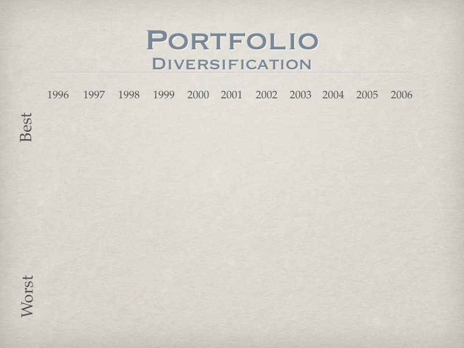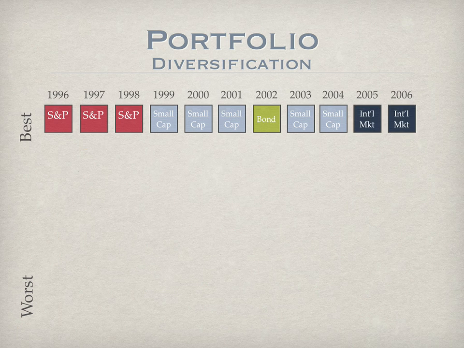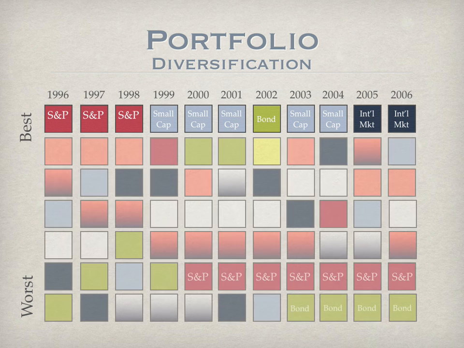From 1996 to 1998, the S&P 500 was the best performing sector. From 1999 to 2001, the small caps were. 2002, bonds were first place. 2003 to 2004, once again, the small cap stocks. Finally, 2005 to 2006, international stocks yielded the best return. Now let's include all the sectors in between.